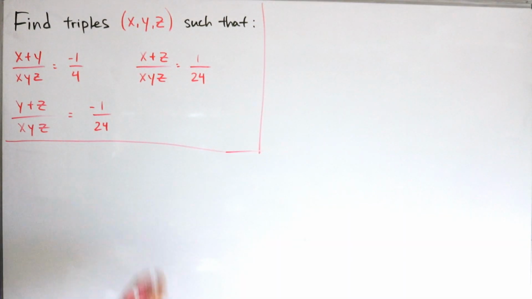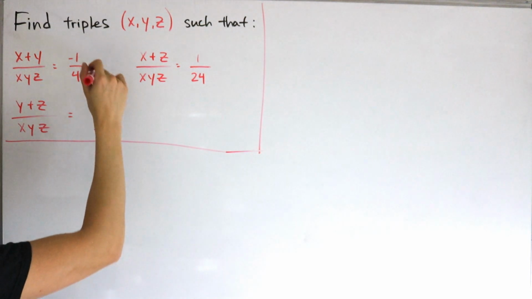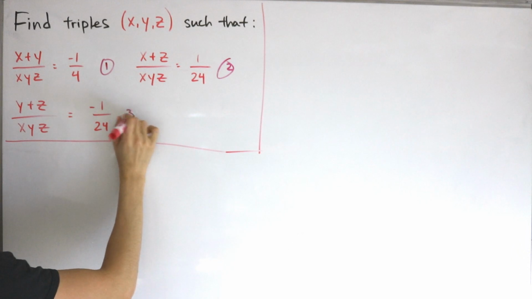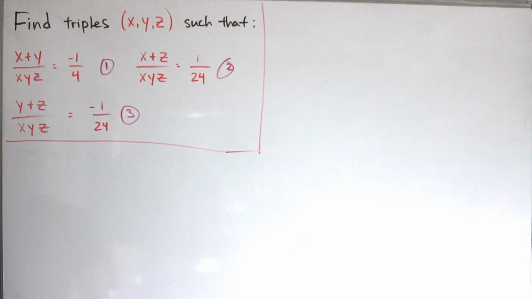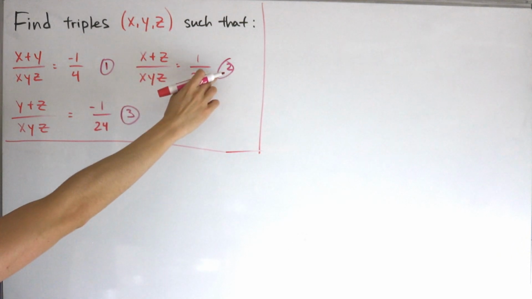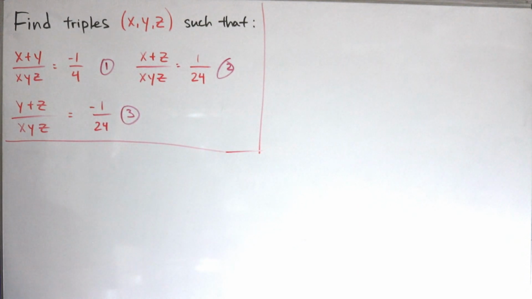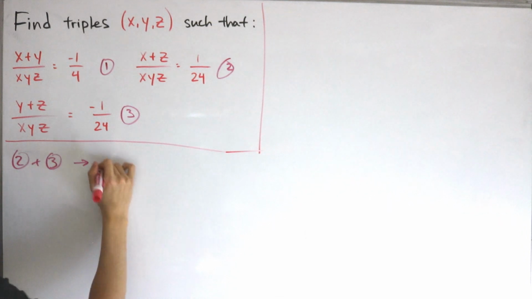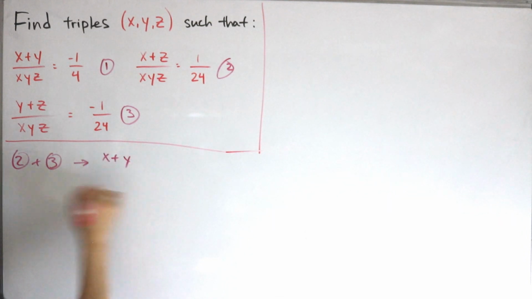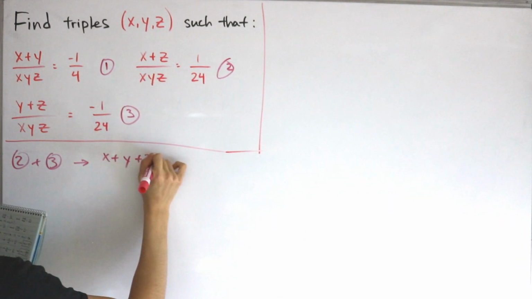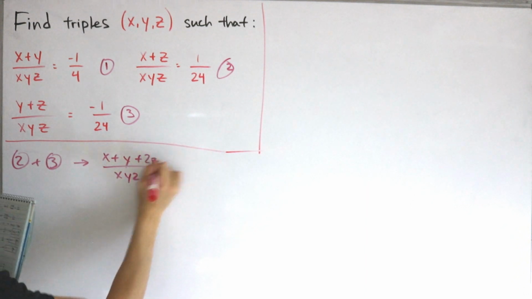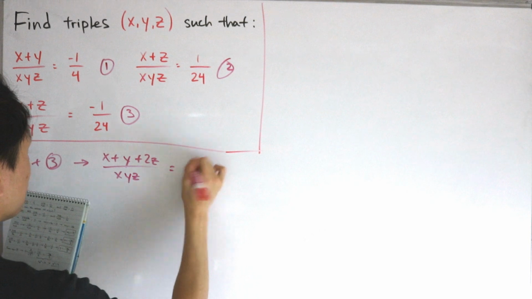Let me first label these equations. Let me call this equation number 1, equation number 2, and equation number 3. Okay, so let's take equation number 2 and equation number 3 and add those together. What we have is x plus y and then 2z, so plus 2z, all of this being divided by xyz. And this is simply going to equal 0.